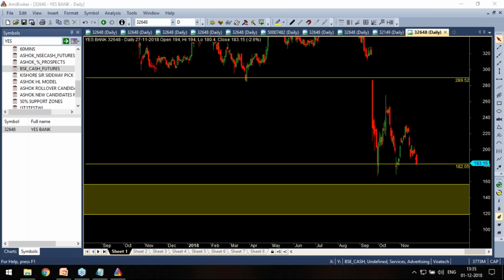Okay. Oh, it touched 147 and bounced, is it? But why is this machine not showing me? It touched 147 this week. Oh, could be because I have data only till 27th, I have not appended after that. Okay. So which means it has already come into this zone.